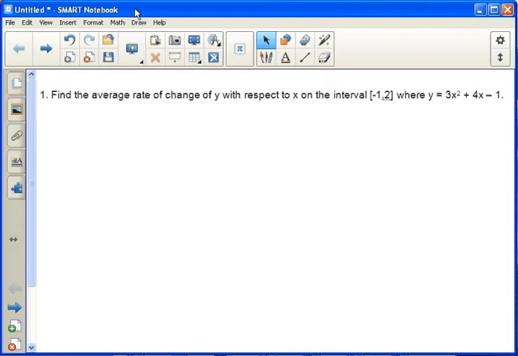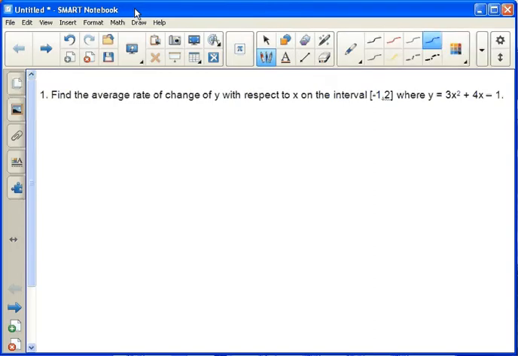Find the average rate of change of y with respect to x on the interval -1 to 2, where y equals 3x squared plus 4x minus 1. Anytime you see the word average attached to any sort of derivative, whether that be rate of change, velocity, or acceleration, then you need to use the slope formula. You actually don't take any derivatives at all, you just do the slope formula.